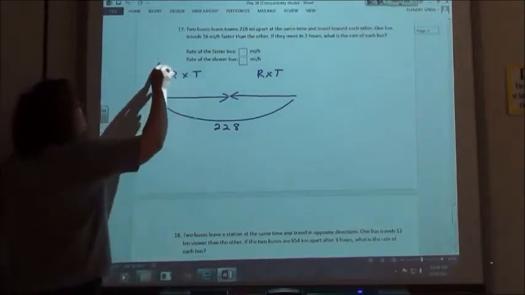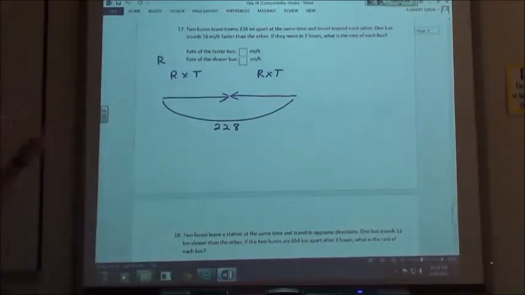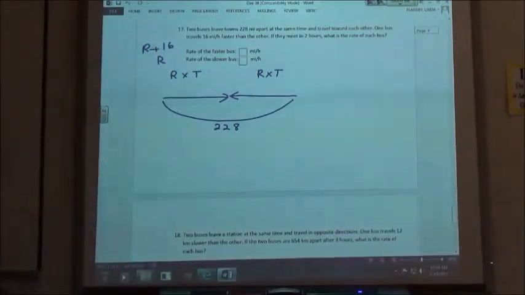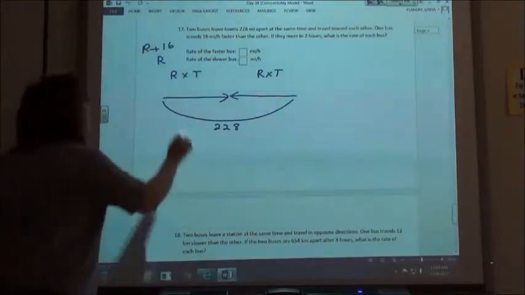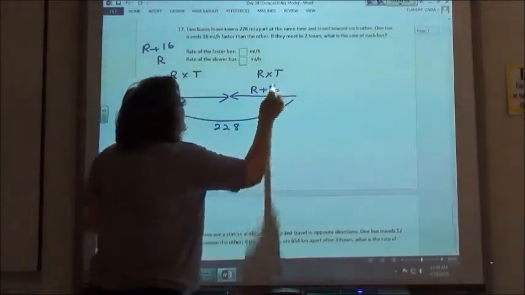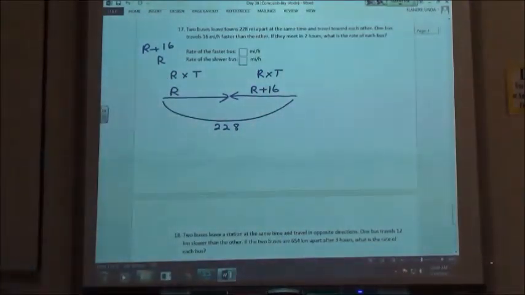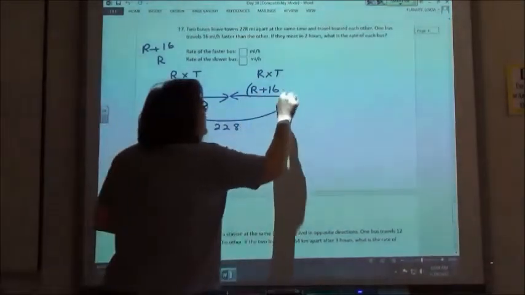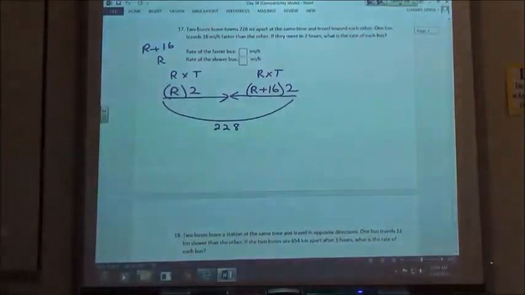So I'm going to say the rate of my slow one is r. The rate of my fast one is going to be r plus 16 because it's going 16 miles an hour faster, right? So here's my rate for my first one. Here's my rate for my second one. They meet in 2 hours. That means this one went for 2 hours, this one also went for 2 hours.